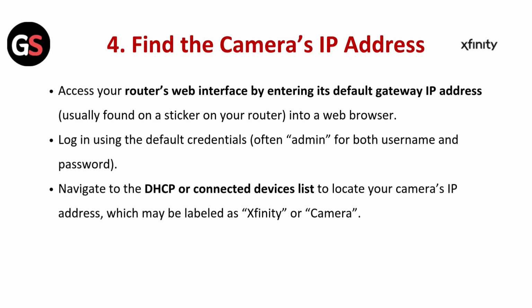4. Find the camera's IP address. Access your router's web interface by entering its default gateway IP address, usually found on a sticker on your router, into a web browser. Log in using the default credentials, often admin for both username and password. Navigate to the DHCP or connected devices list to locate your camera's IP address, which may be labeled as Xfinity or camera.